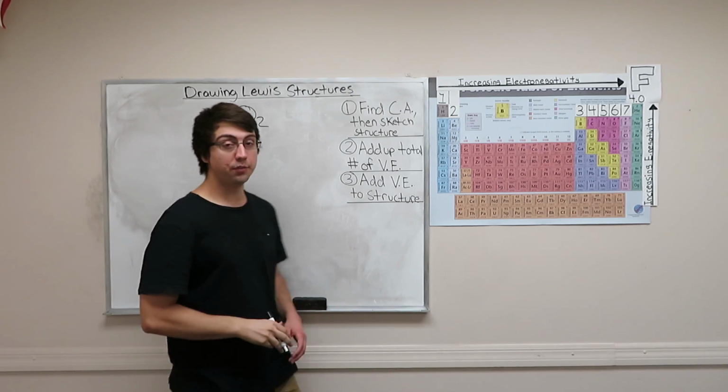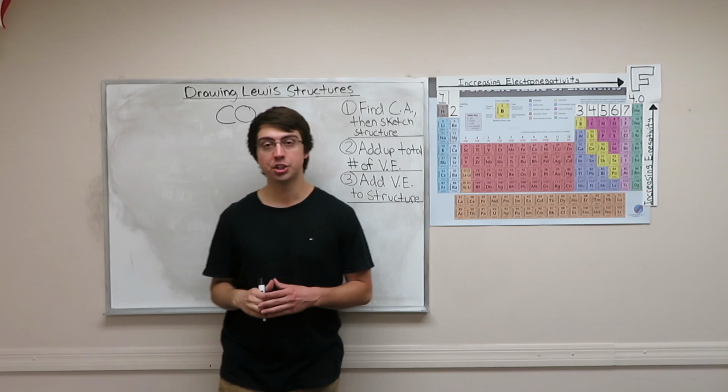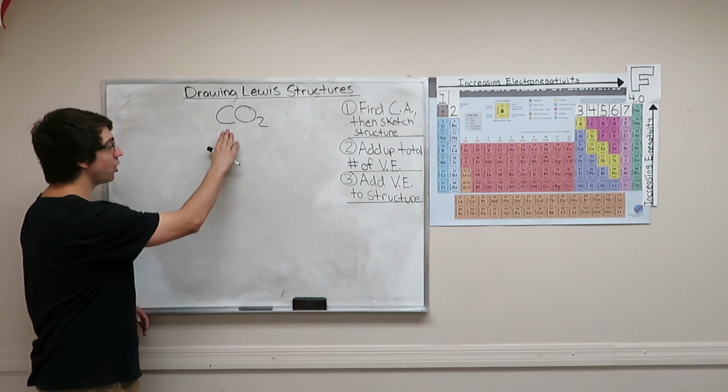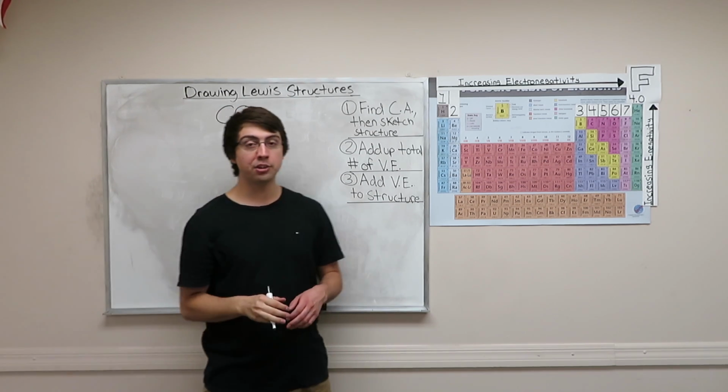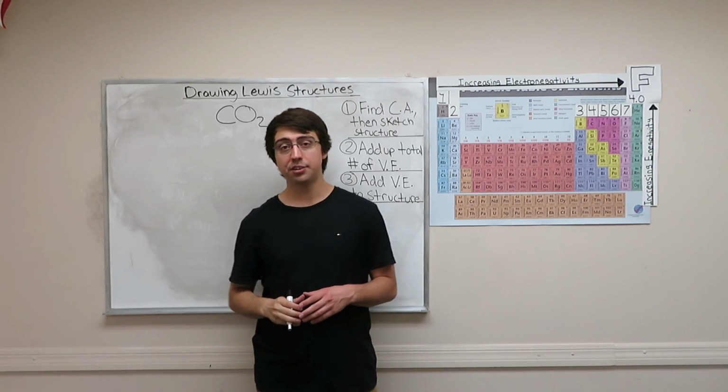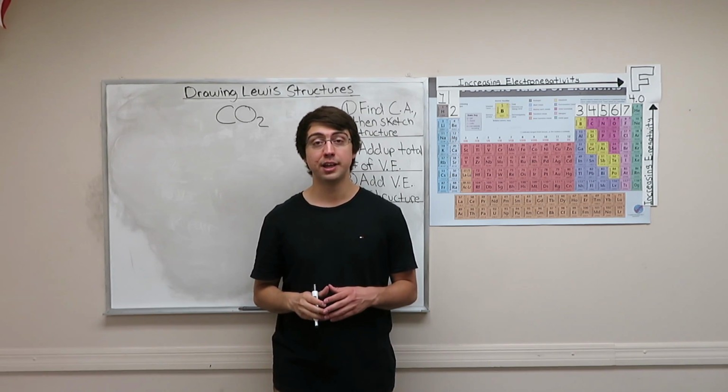Here we have CO2. The first thing I would do is draw a skeleton of the structure. CO2 is made up of one carbon and two oxygens. First, we need to determine which one is the central atom. The central atom will always be the least electronegative element.